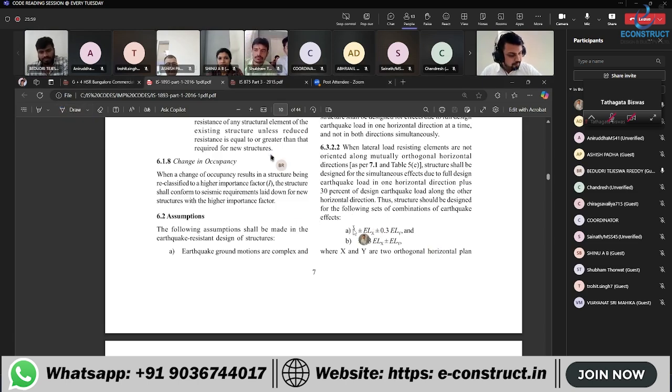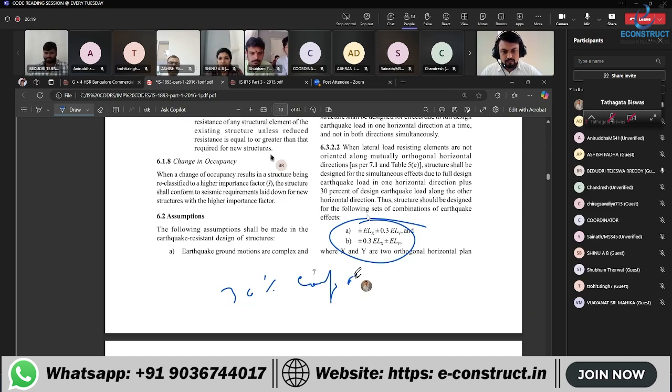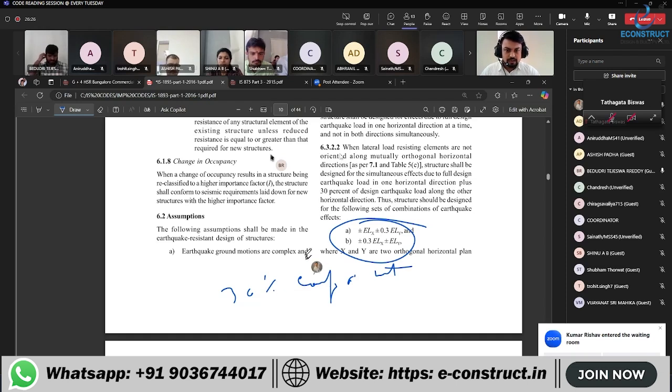So as you can see, these combinations are very important. These combinations that we are seeing over here are saying basically 30% of the component. So why is it asking for a 30% component? Because, as you can see, when the lateral load resisting elements are not oriented along mutually orthogonal directions.